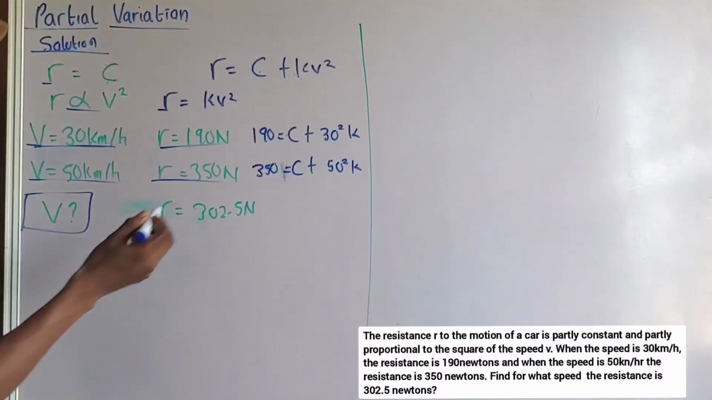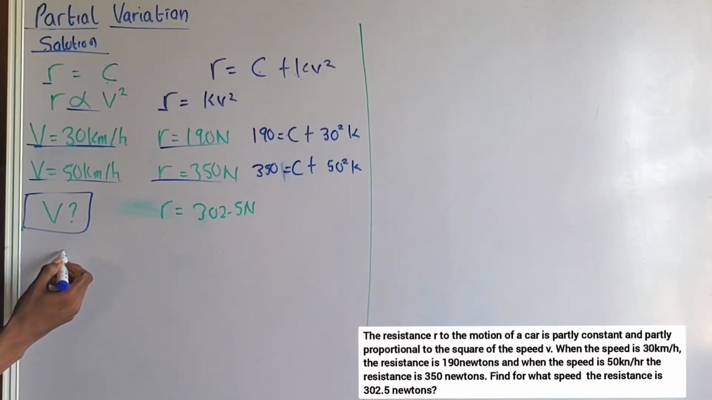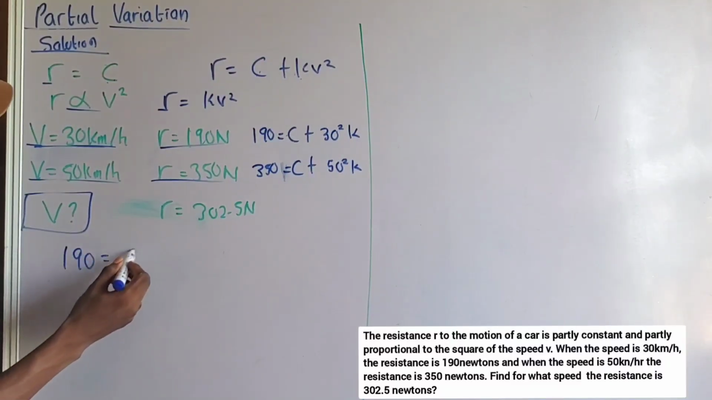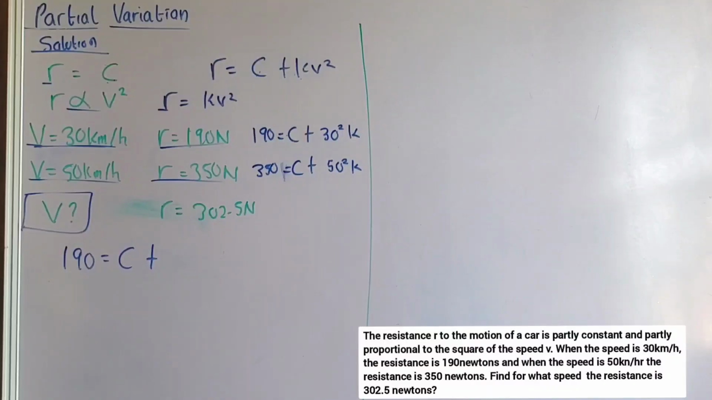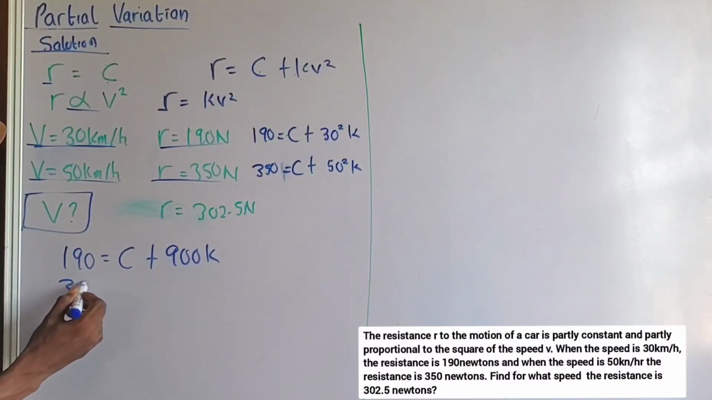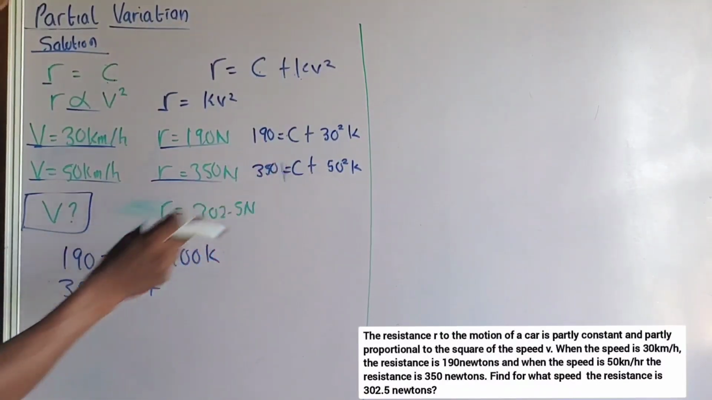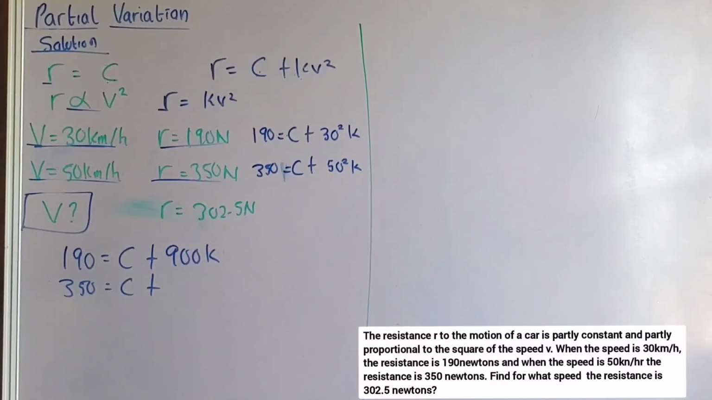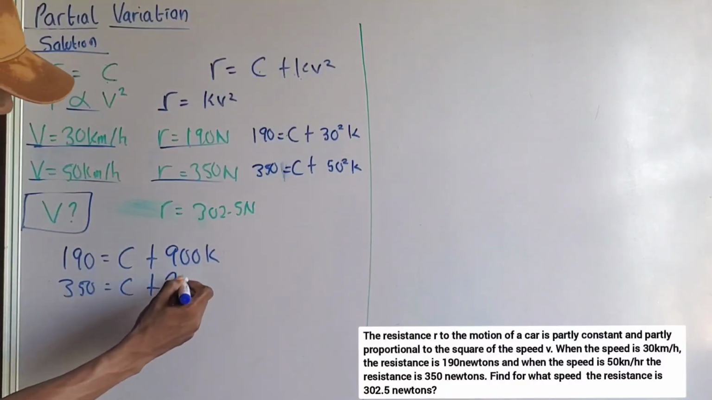So now let's proceed. I can rewrite this equation as 190 equals to C plus now 30 squared. 30 squared will give us 900. So I'm going to have C plus 900K. And for the next one, I'm going to have 350 is equals to C plus now 50 squared. If you take the square of 50, you are going to have 2500. 50 squared means 50 times 50. So I'm going to have 2500 here.